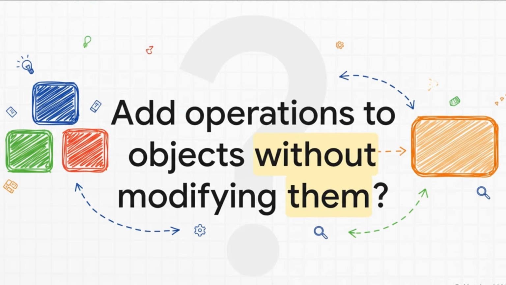So let me ask you this, because I'm pretty sure every single one of us has been here. You've got this set of classes, they're perfect. They're tested, they're stable, they just work. But now you have to add a new feature, a new operation that touches all of them. What do you do? Do you really want to crack open every single one of those files and risk breaking something? Well, that exact dilemma is why the visitor pattern even exists.